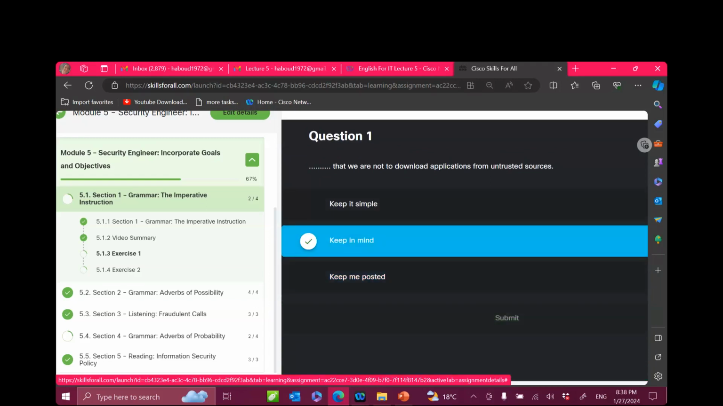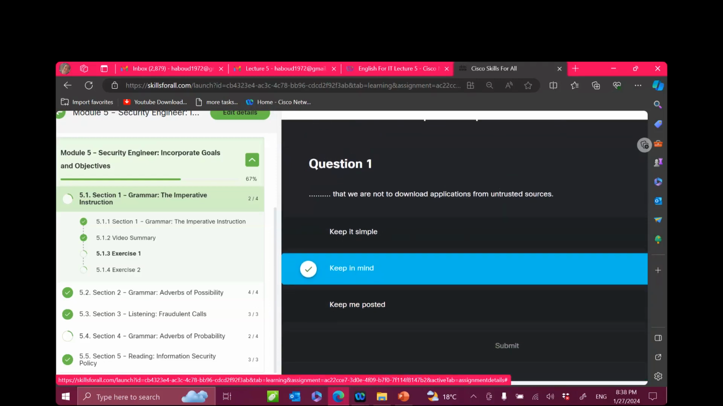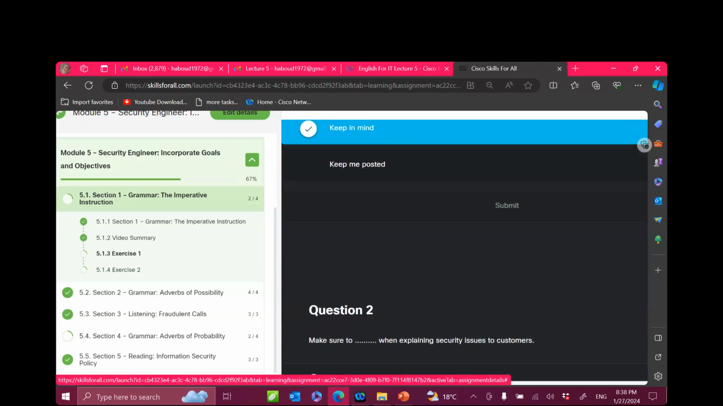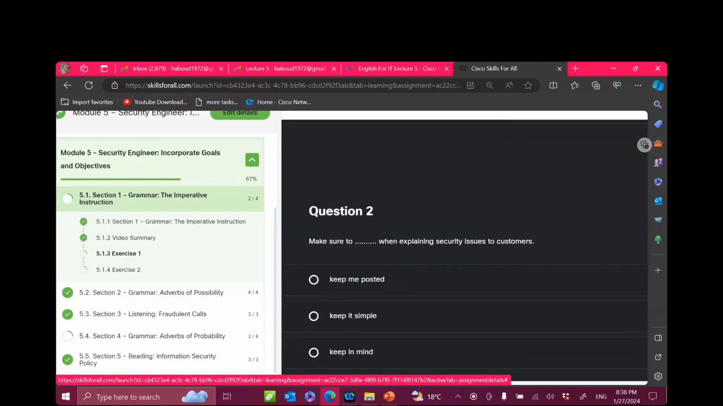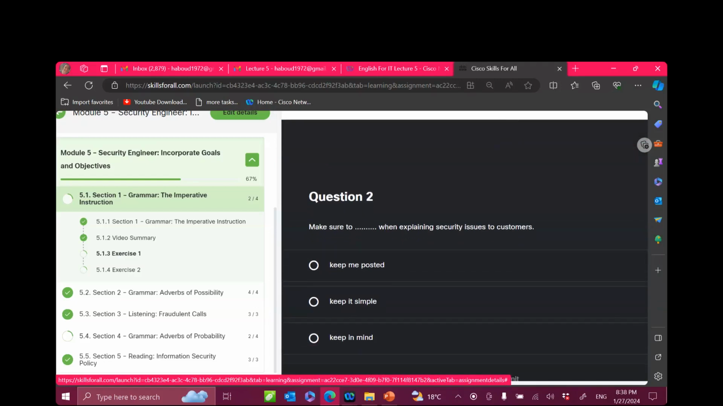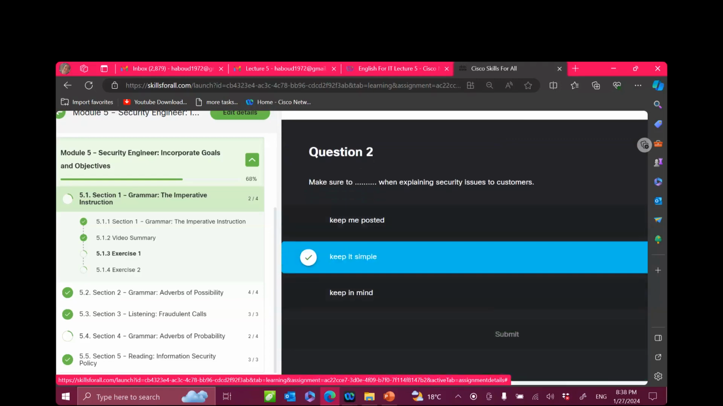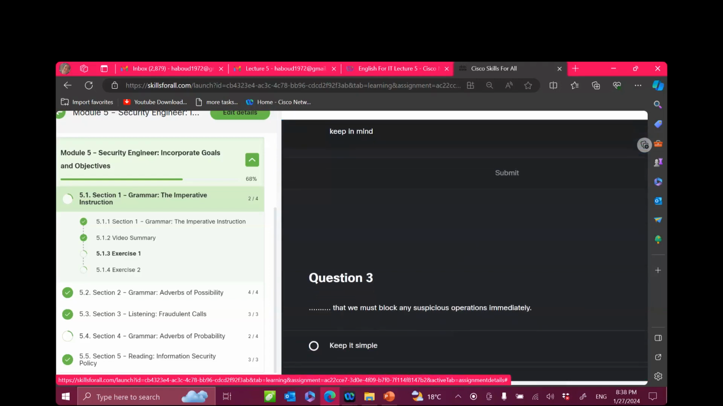Very good. Very good. Okay, next question 2. Make sure to, when explaining security issues to customers, make sure to keep me posted, keep it simple, keep in mind when explaining. لما بتشرح ال security issues لازم ايه؟ أكيد keep it simple. اشرح ببساطة. Question number 3.